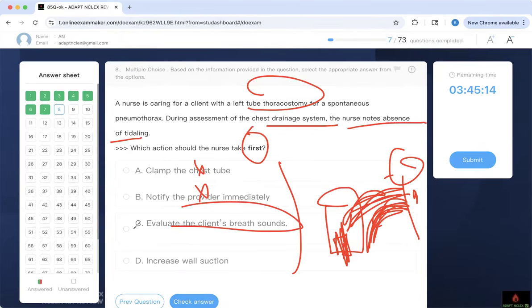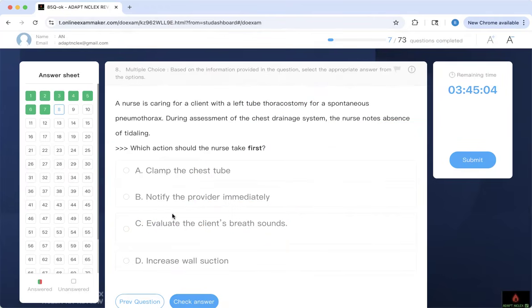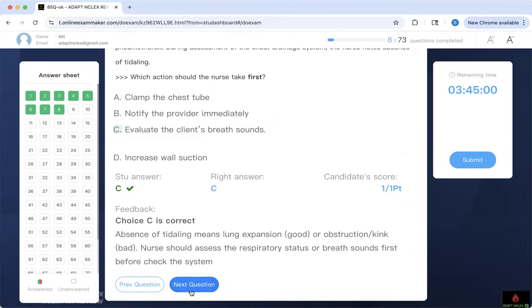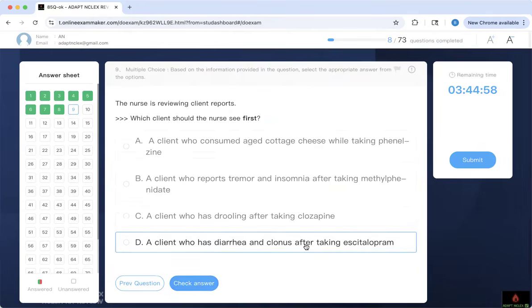See if the patient is breathing. Evaluate the breath sounds before you check the system. And increase wall suction. It has nothing to do with tidaling, unless there's no suction in the system, no. But this is your right answer. Did you get that one right? I know you got it because you watched Adaptive class.